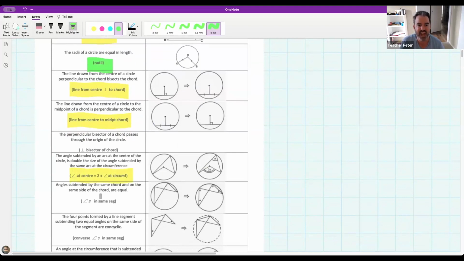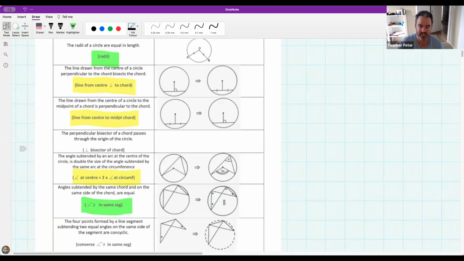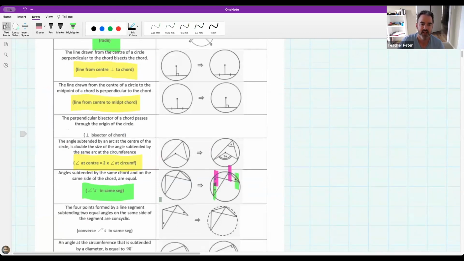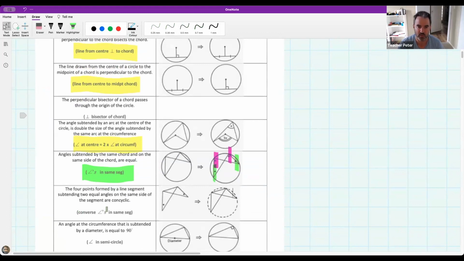And then today, the theorem we're going to be focusing on is angles in the same segment. It's sometimes called the butterfly theorem. What it says is, if you've got this butterfly shape, then the part up here will be equal, and the part over here and here will be equal. I'll talk more in detail about that. This one over here is a converse theorem, which I'll deal with later.